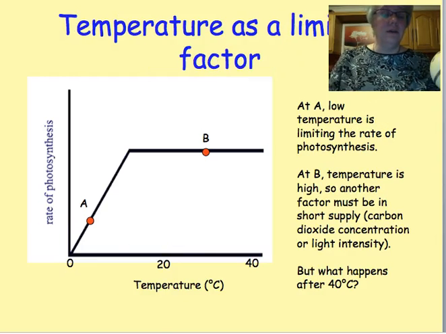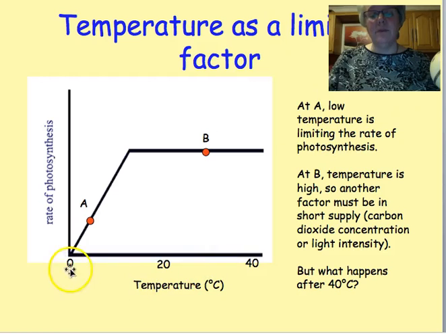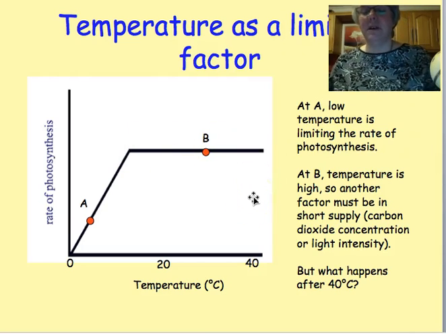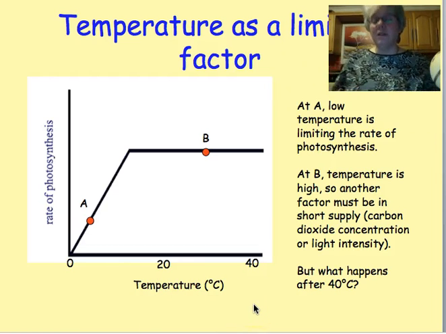And in a similar fashion, if we have a look at this graph, this is one where we're looking at temperature between nothing and 40 degrees Celsius, and the rate of photosynthesis again. At point A, we're on this part of the slope of the graph, so the limiting factor is temperature. At point B, we're at this point on the graph, so the limiting factor is something else. It's either carbon dioxide concentration or light intensity.